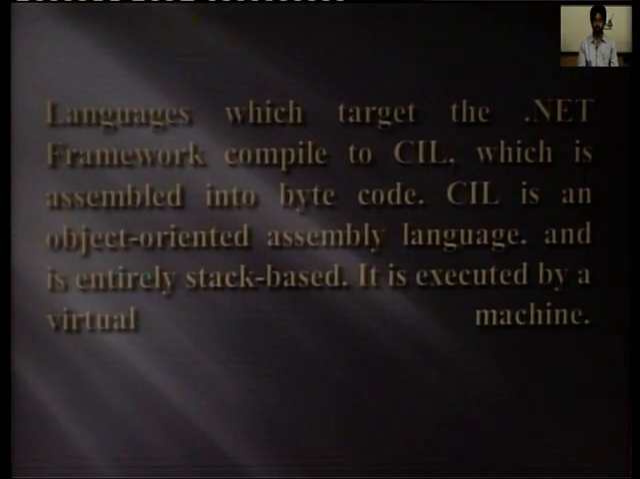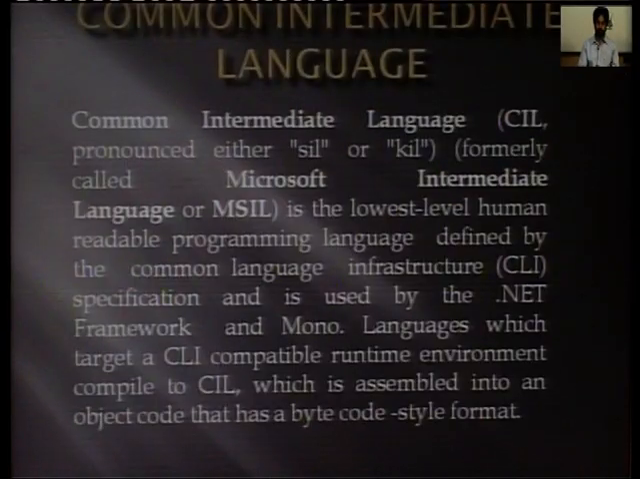So, languages which target the .NET framework are compiled to CIL, Common Intermediate Language, which is assembled into bytecode. CIL is an object-oriented assembly language and entirely stack based. It is executed by the virtual machine.